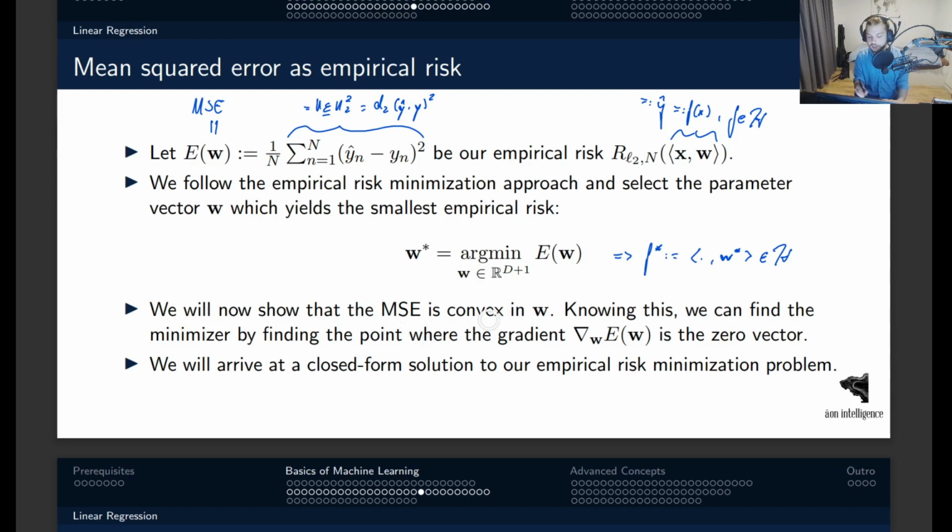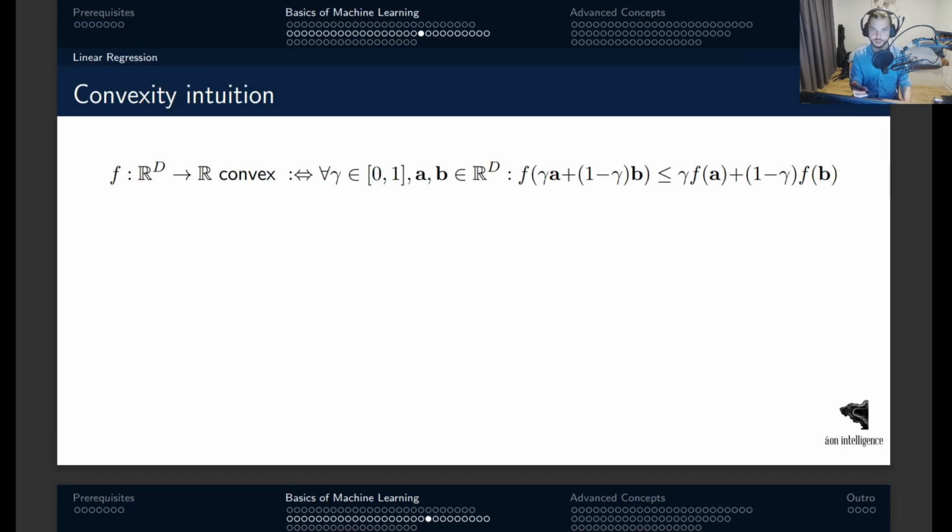And since I will show that the mean squared error is convex, we will know that any minimum we find will also be the global minimum. And this is useful because we will see that we arrive at a closed form solution to our empirical risk minimization problem, which means that we don't have to employ any kind of iterative optimization procedure. We can directly find the solution using some kind of closed form formula. Now at this point I've been talking about convexity so much without actually having defined it properly. And on this slide I will do that, and I will also give you some intuition behind convexity.